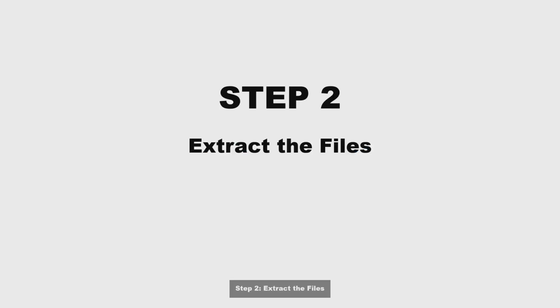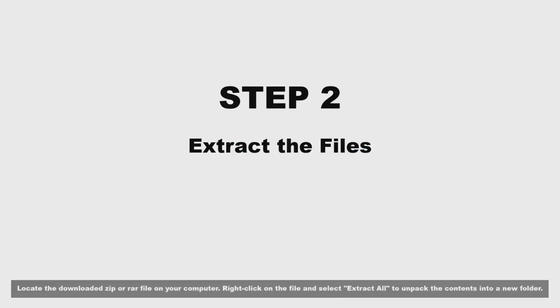Step 2. Extract the files. Locate the downloaded zip or RAR file on your computer. Right-click on the file and select Extract All to unpack the contents into a new folder.